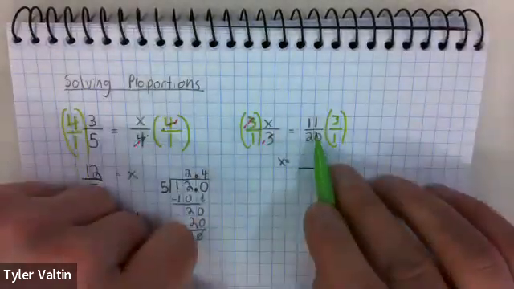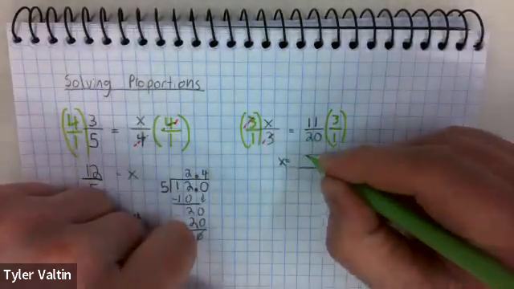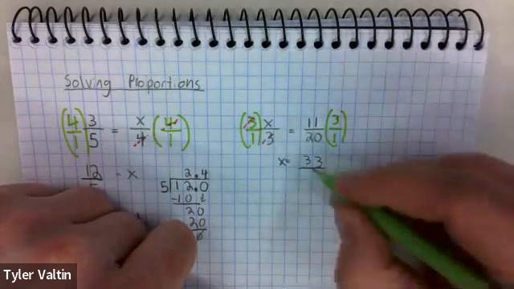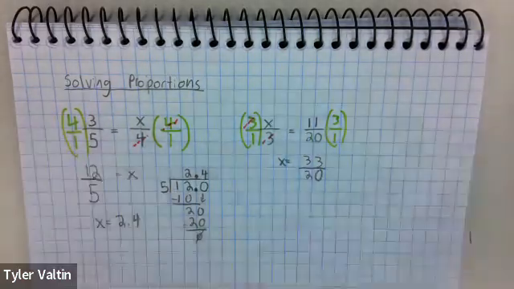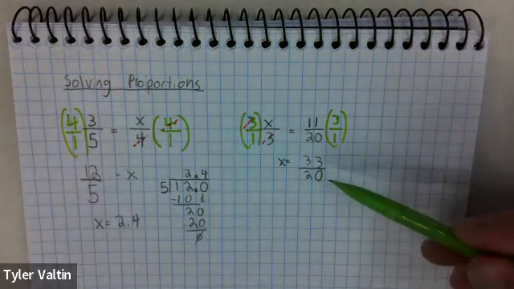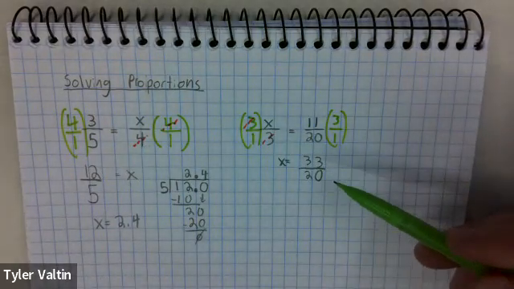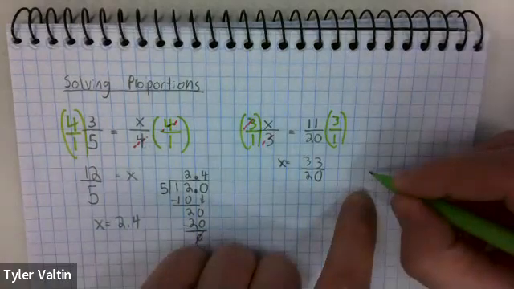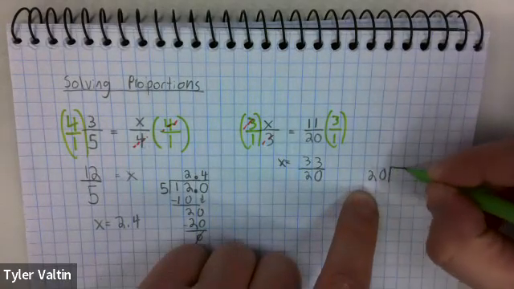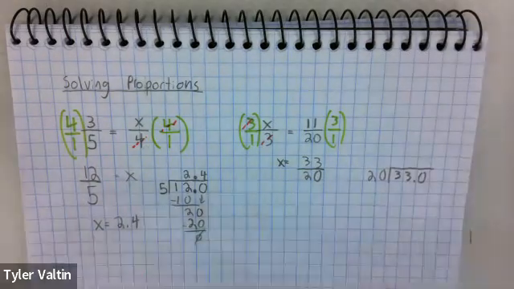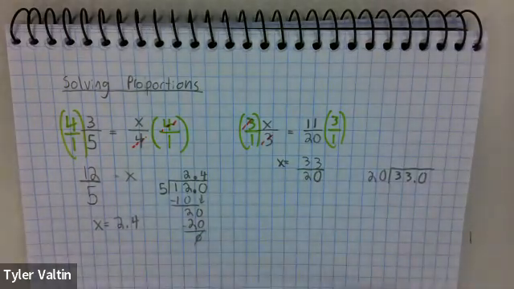I'm going to multiply my numerators together. 11 times 3 is 33. 20 times 1 is 20. And now I'm just left with an improper fraction that I need to turn into a decimal. I'm going to do that by dividing the numerator. The top number always goes inside the box. 33 is going to go inside the box.